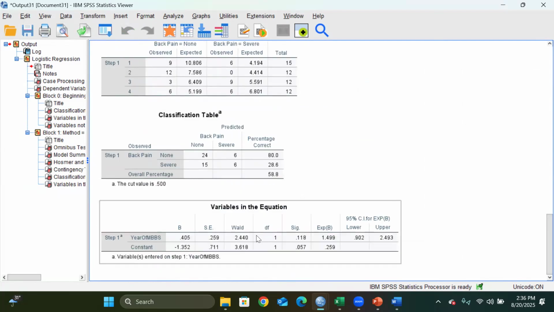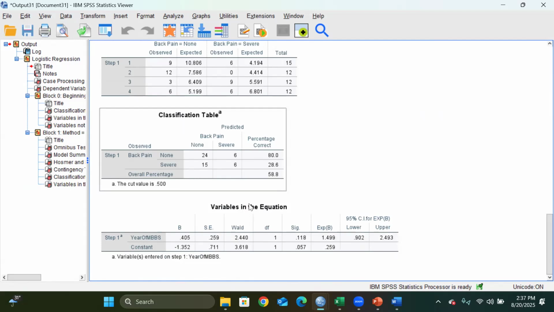Now, for year of MBBS, the significance has come out to be 0.1. And here the exponential is showing a little bit different value, that is 1.5. Why is it showing different? Because now we are just seeing its effect on the pain. Last time we were seeing the effects of all those three variables together, so it was comparing them among themselves also. But now, when we are doing it separately, it's showing us a different value.